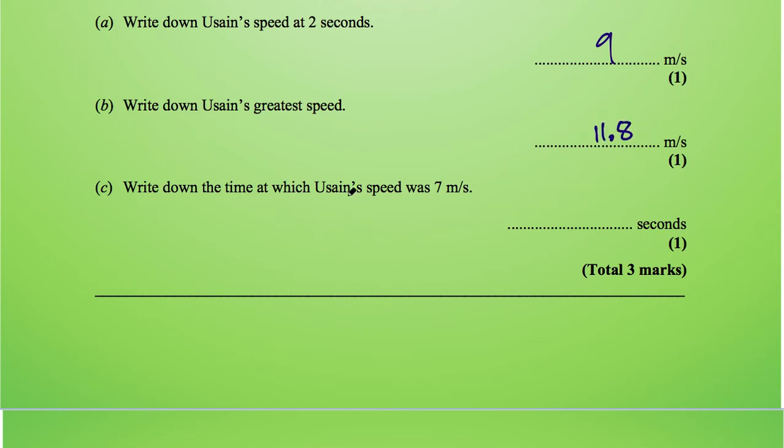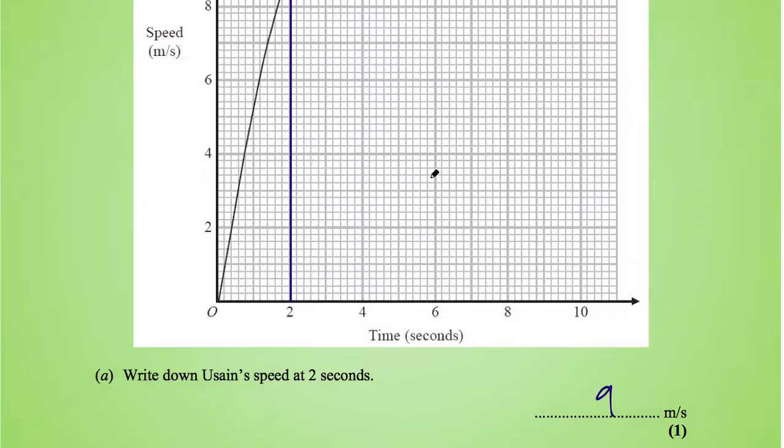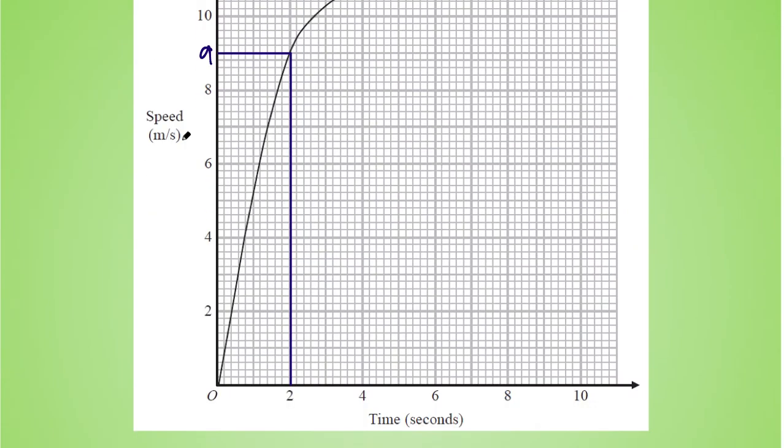And write down the time at which Hussein's speed was 7 meters per second. 7 is in here. So again, read off from 7. That hits the graph there. And now we have to really carefully read the scale here. It turns out it's the same scale.